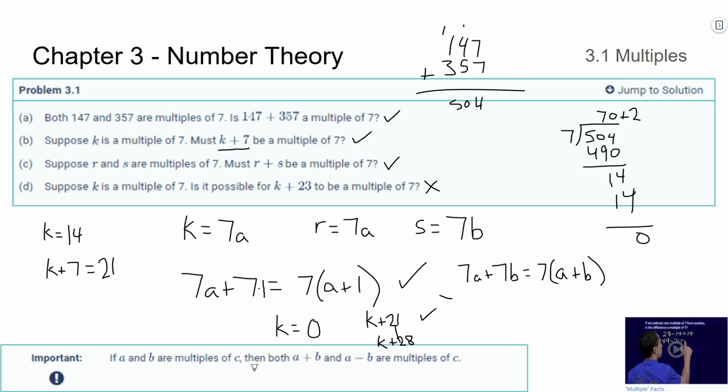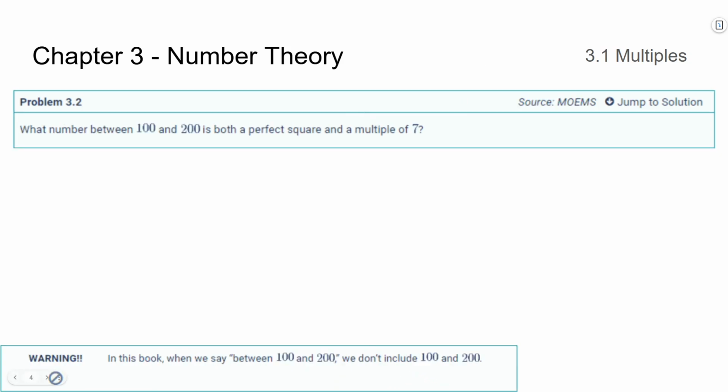Here's an important note here. If a and b are multiples of c, then both a plus b and a minus b are going to be multiples of c. So we didn't talk about this one here, but that's going to be also true. So if a and b are multiples of 7, then a minus b will also be a multiple of 7. All right, give this one a shot.